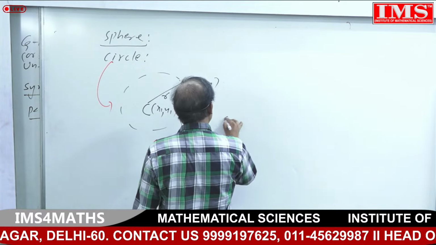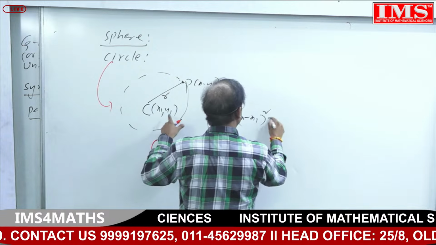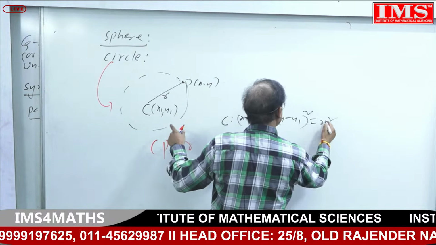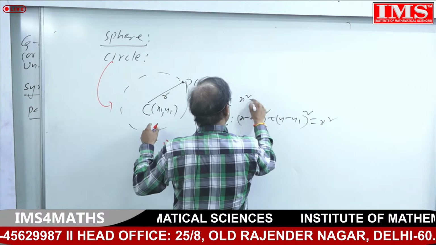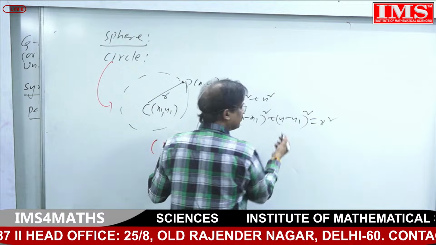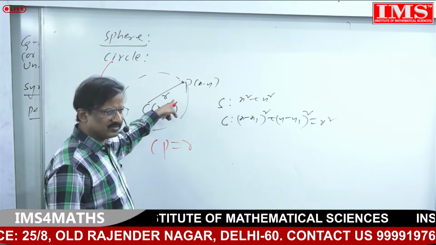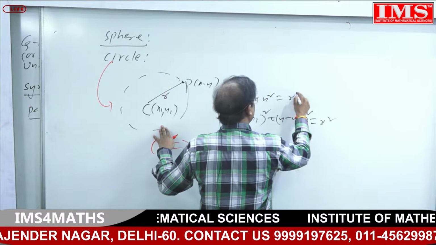And what is the central form? x minus x1 whole square plus y minus y1 whole square is equal to r square. What is the standard form? It is x square plus y square. Standard means that the center is the origin. This fixed length is the radius. Is equal to r square.